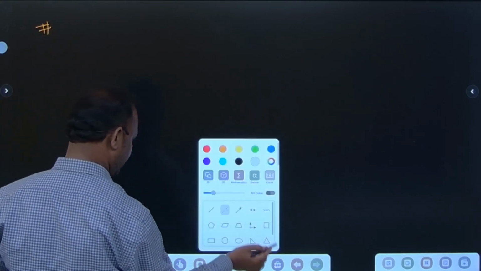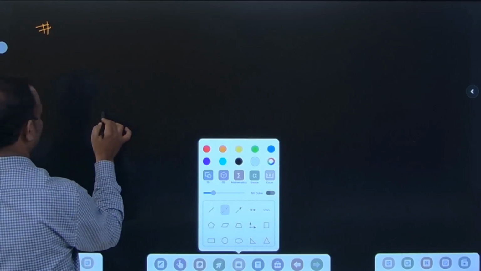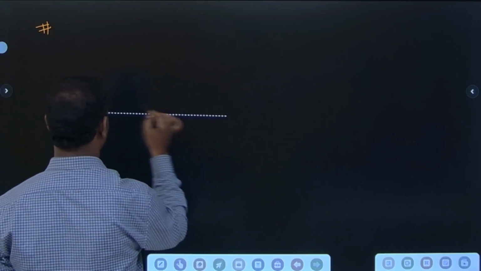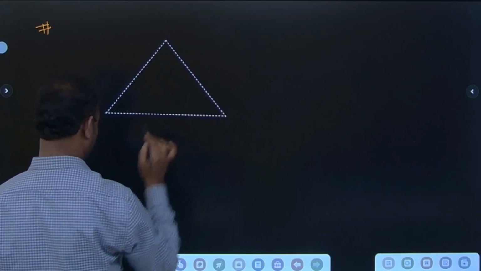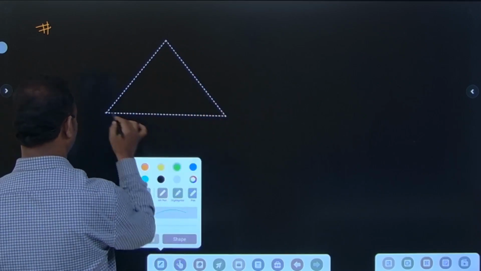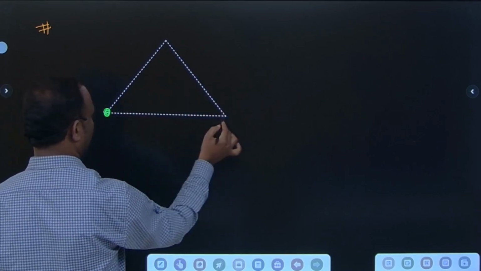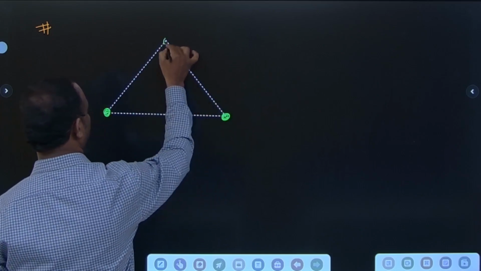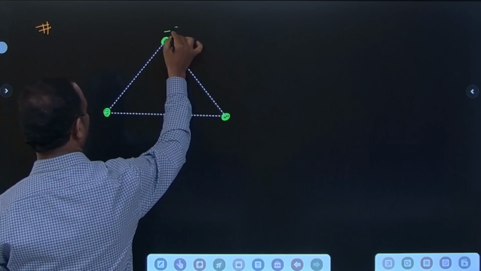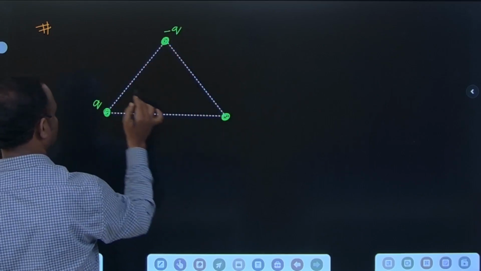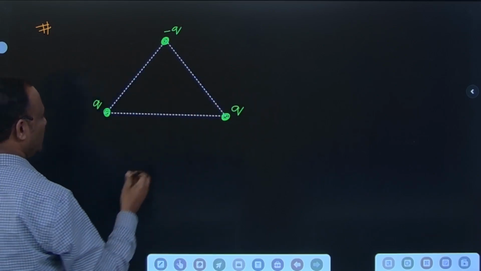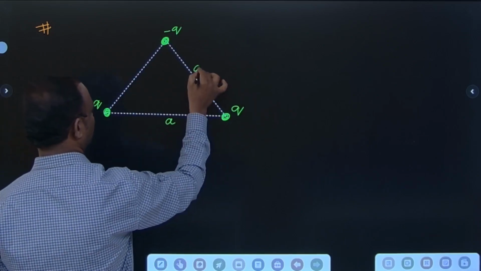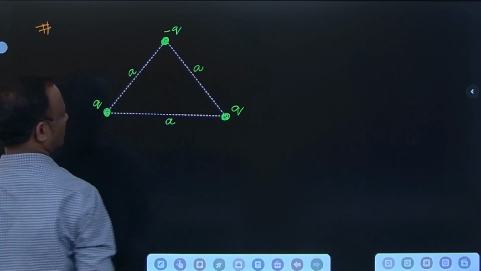First one, equilateral triangle, again the same situation. Three charges as usual, but their nature I'm changing. This is minus Q, this is Q, this is Q. Its side length is A.